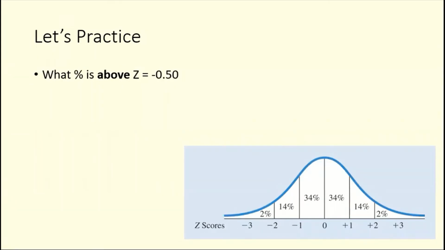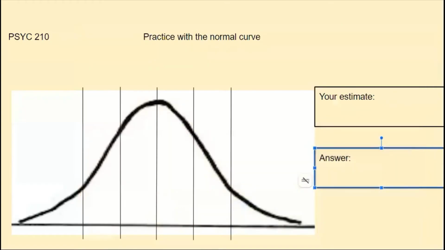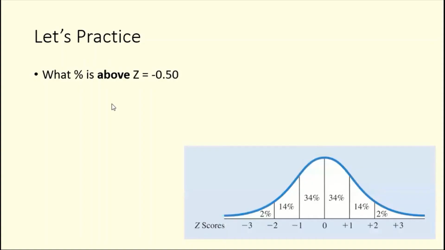So what about if we do a question where we're looking for the percent? We're still looking above. We want the percent above, but this time we're going to use a z-score of -0.5. So let's try this again. Same thing here. We're going to first make sure we have a z-score, which we do. We said our z-score was -0.5. We can double check this right here. We have a z-score.